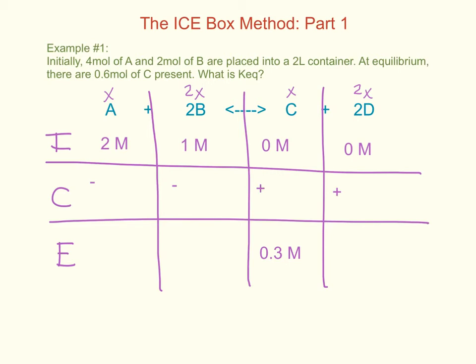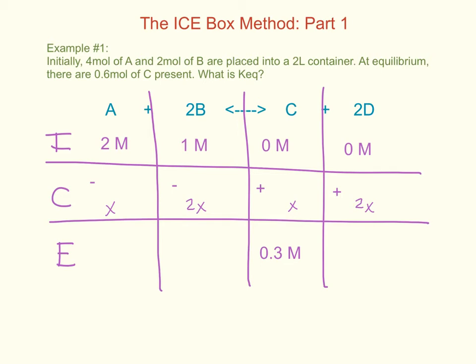Next, and this part isn't written in your steps, so you may want to add it, you're going to take those X's and those coefficients, so your X and your 2X, and you're going to bring them down into your change row for each of your reactants and products.